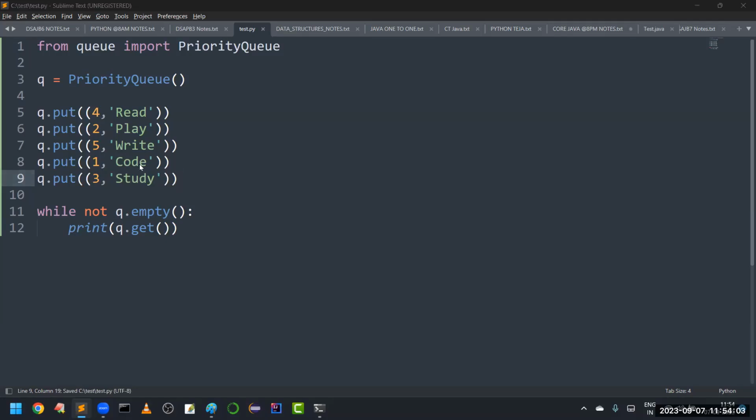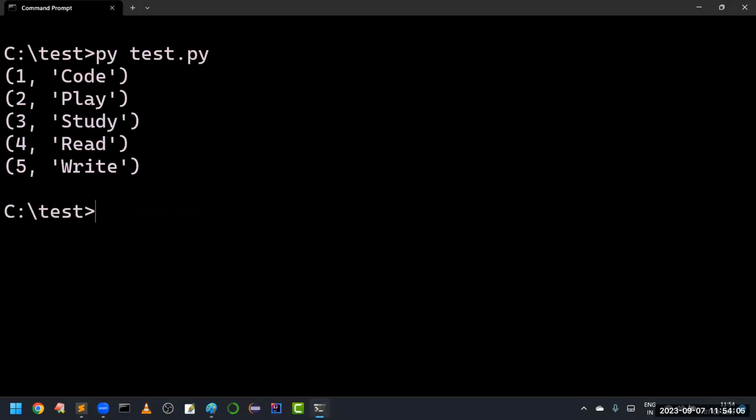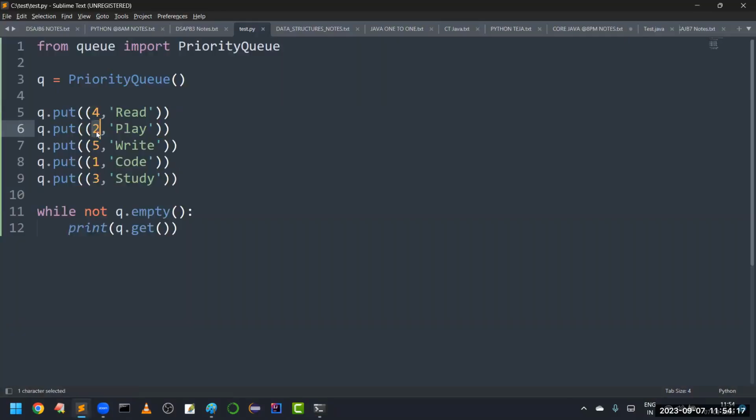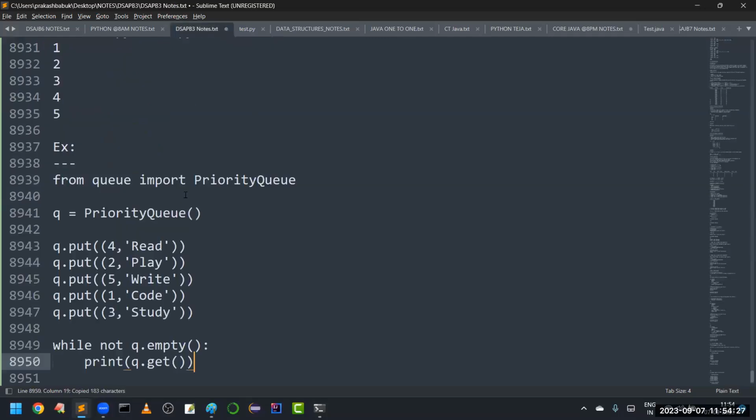Now I want to access this based on the priority queue. You can see the first priority is given to code, second priority to play, then third priority to study, next read, next write, based on the first element. It is considered as a rank, so whichever has the lowest rank gets the highest priority. Like that we can implement priority queues.